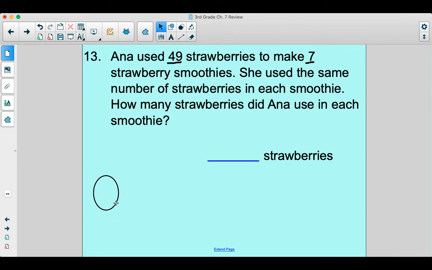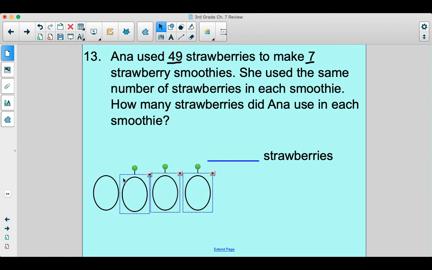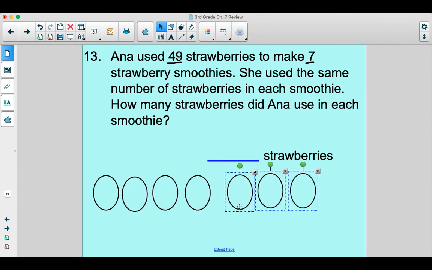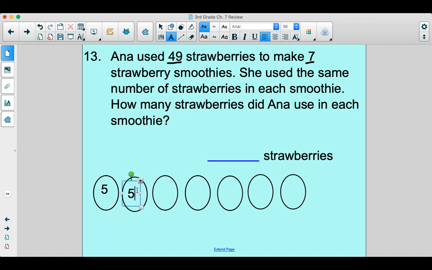All right, so this is going to be a smoothie here. Let's see. 2, 3, 4. Okay, so here are my 7 smoothies. And all together, she uses 49 strawberries. So will she use 5 strawberries per smoothie? Or more than 5 or less than 5? Let's find out. I like to use friendly numbers as my estimates, my starting points. 5, 10, 15, 20, 25, 30, 35.